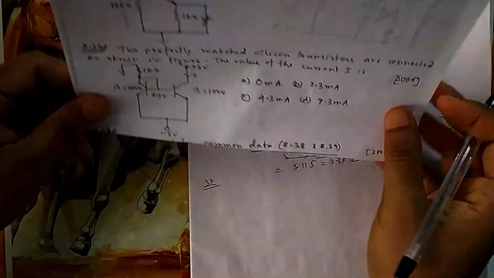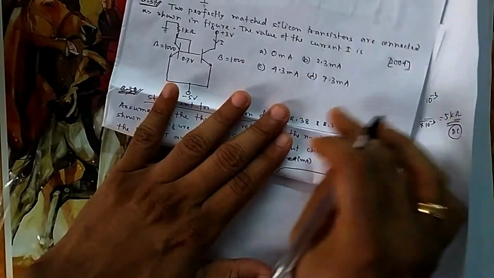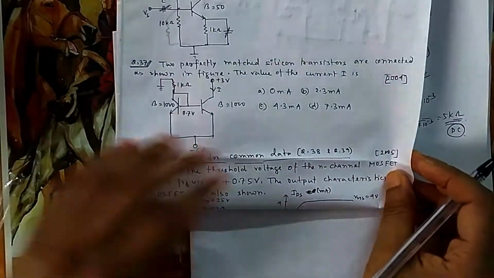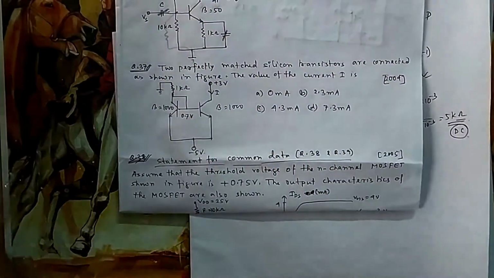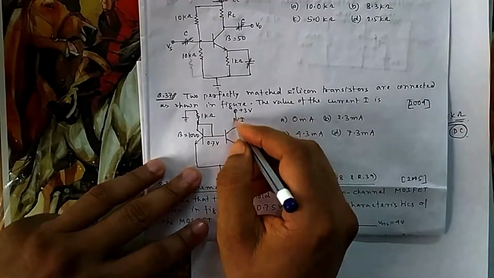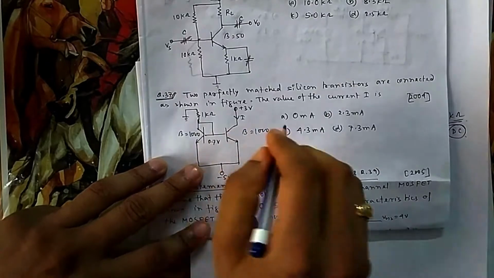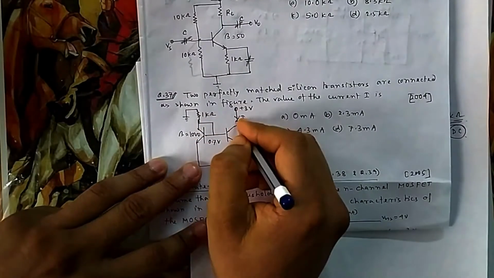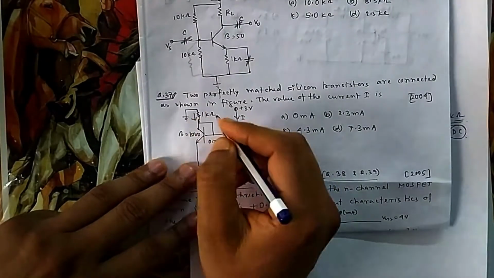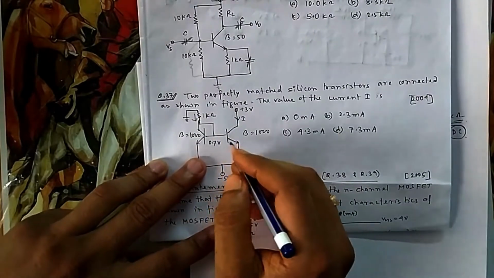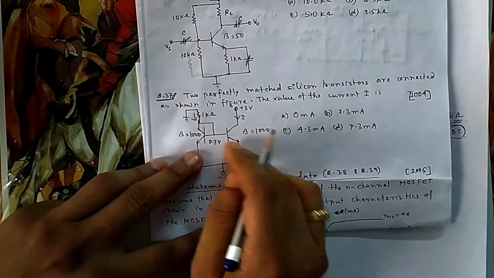If you see question number 37, the perfectly matched silicon transistors are connected as shown in the figure. The value of the current I. Now, yesterday while discussing the current mirror circuit, I told you the current mirror circuit looks like this. I have not discussed the theory, but you understand the meaning of this. If this current is I, then this current is also I. You can derive it also, because these are all the same.